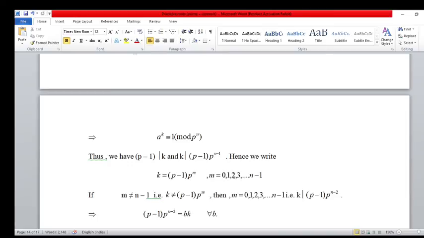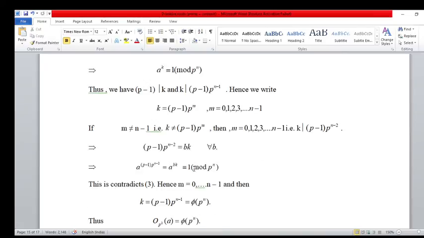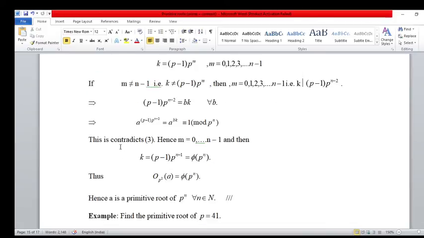Here m is given from 0 to n minus 1. If m is not equal to n minus 1, then k does not equal (p minus 1) into p raised to the power n minus 1. And this shows k is a divisor of (p minus 1) into p raised to the power n minus 2. So this is the division form, this is the equation form, and this can be written in the congruent form. So this is a raised to the power bk congruent to 1 mod p raised to the power n. And this is a contradiction by equation 3.